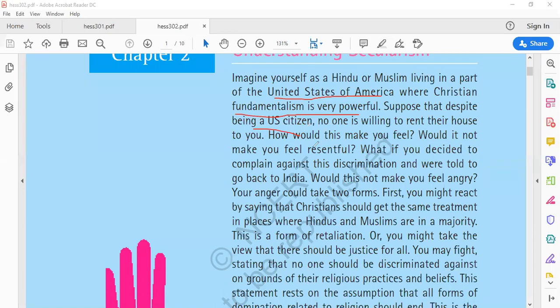Discrimination. You feel discriminated against and you feel very bad. What is this, man? I am a citizen of this country and they are not giving me rent. You will feel very, very angry. Your anger will turn into two sides.